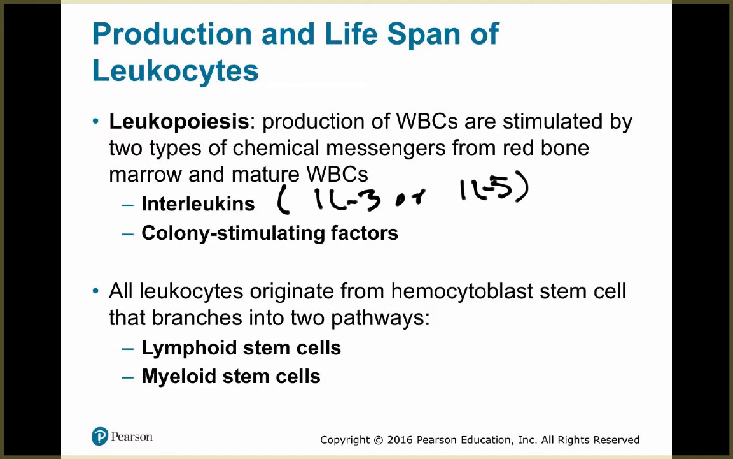And so all leukocytes originate from the hemocytoblast cells. Remember, those were the cells that we started with when we had the erythropoiesis. And then they branch into two pathways. Those pathways are either the lymph node stem cells or the myeloid stem cells. And that is going to basically determine if they are going to be agranulocytes, including the monocytes, or if they're going to go into lymphocytes.